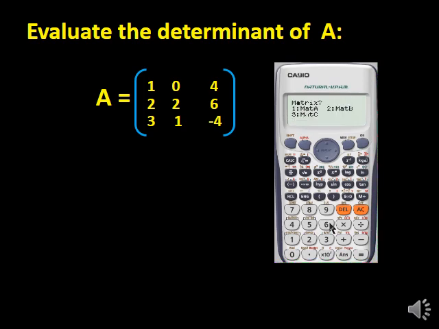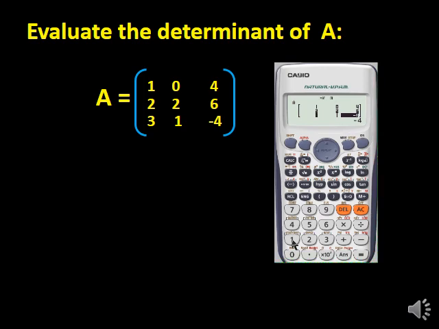Now, when we select number 6 for matrix, the calculator asks us to enter an initial matrix. So, we enter an initial matrix, which is in this case, matrix A. We select number 1 for matrix A. The dimension of this matrix is 3x3. The first number in that dimension is the row, the next is the column. And then we enter the values: 1, 0, 4, and then 2, 2, 6, and 3, 1, -4.